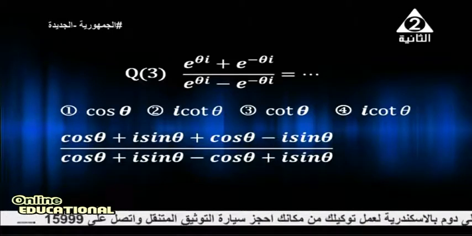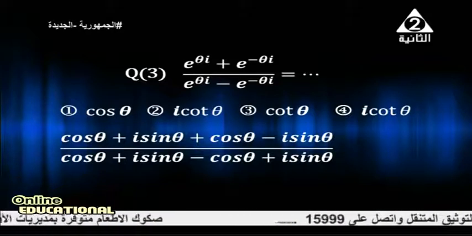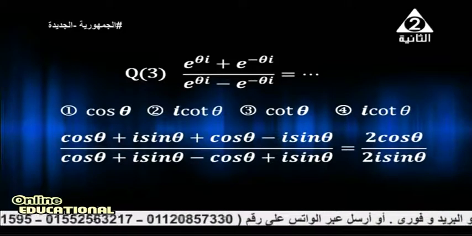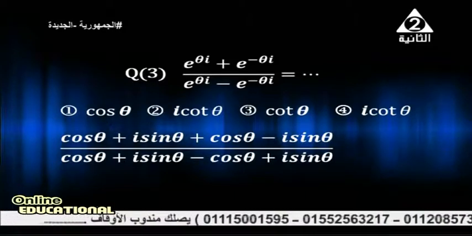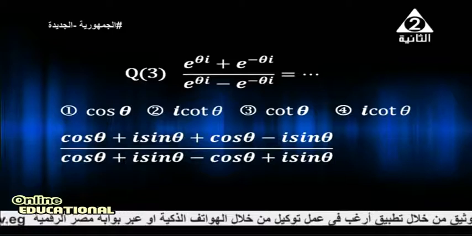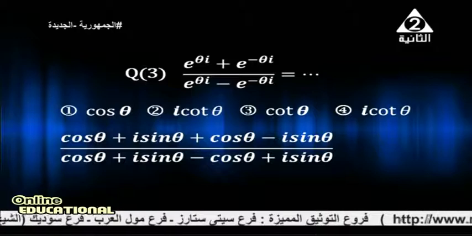Don't forget, my dear student, these rules of e power theta i. e power theta i equals cosine theta plus i sine theta. This is the exponential function in trigonometric form. Also, e power negative theta i equals cosine theta minus i sine theta. By substitution in the numerator and denominator.